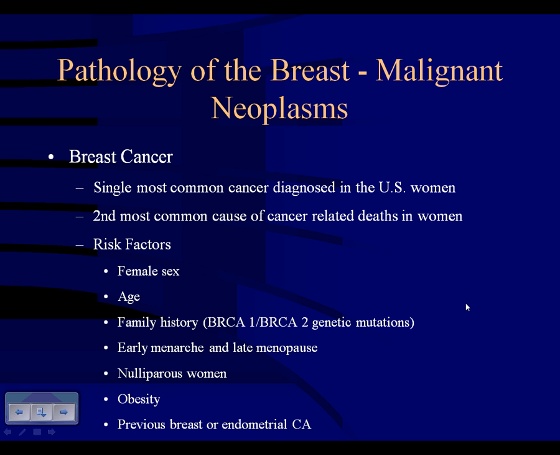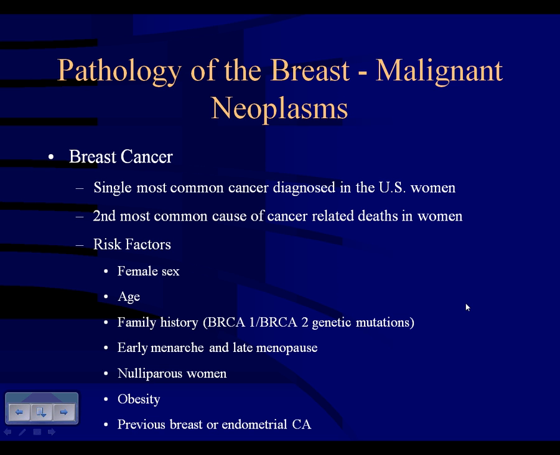Okay. Now, what are the risk factors for breast cancer? Well, being a female. It's more common in females, although men do get breast cancer. They have ductal elements in their nipples. They can get breast cancer, but it's about 1 in 100 compared to females. Age: the older you are, the more likely you can get breast cancer.